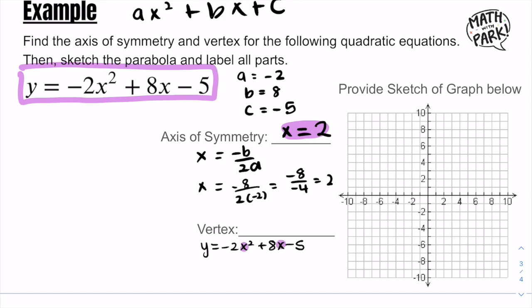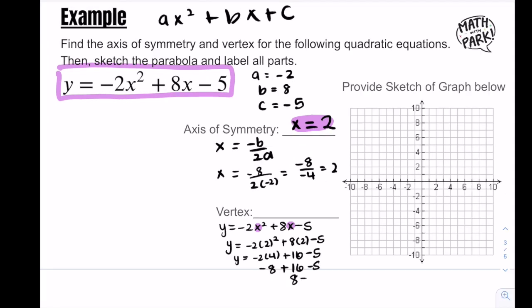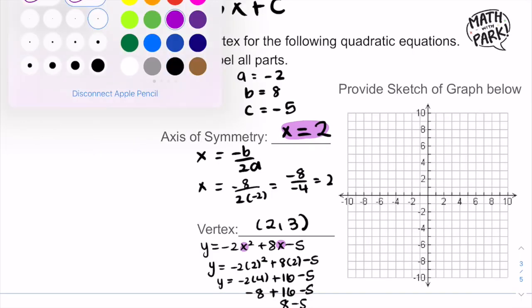So we plug it in, then we'll get y equals negative 2 times 2 squared plus 8 times 2 minus 5. So y equals negative 2 times 4 plus 16 minus 5. Then you get negative 8 plus 16 minus 5. 8 minus 5 is 3. So since our y value is 3 and our x value that we plugged in was 2, the coordinate for our vertex is (2, 3). So what next?